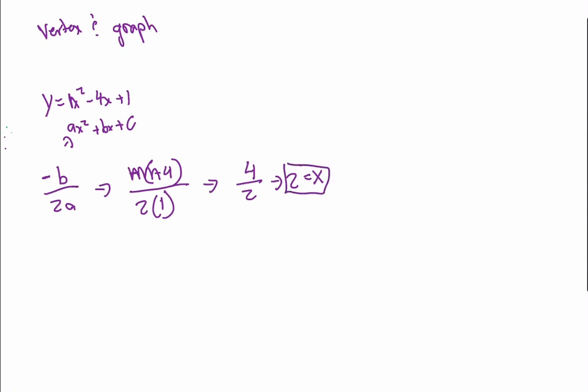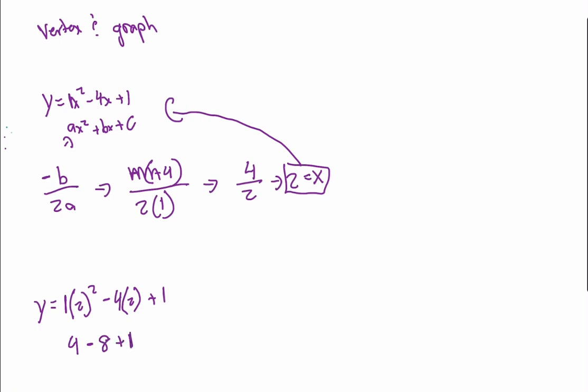Like we said, we can plug 2 back in to our equation to get our y term. So if I rewrite this down here, I'm going to get y is equal to 1 times 2 squared, minus 4 times 2 plus 1. This 2 squared becomes 4 times 1 is just going to be 4, minus 4 times 2, which is 8, so 4 minus 8, plus 1.